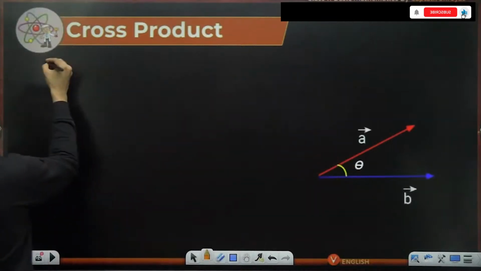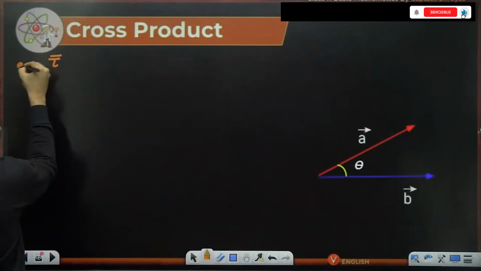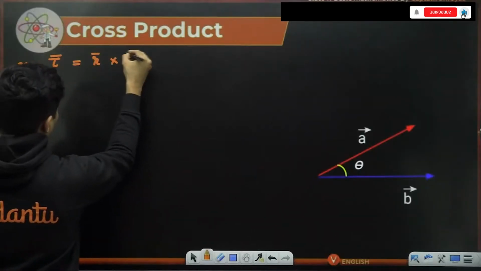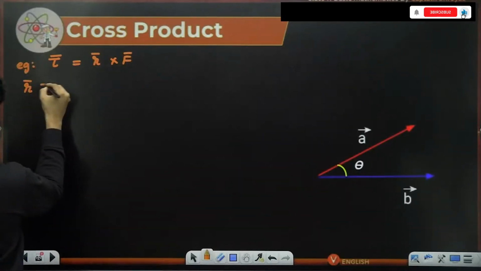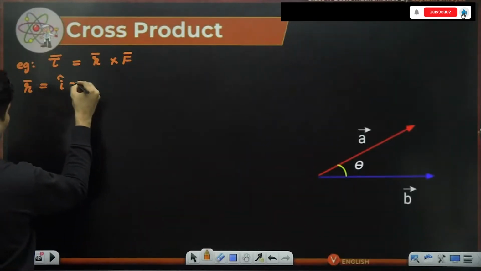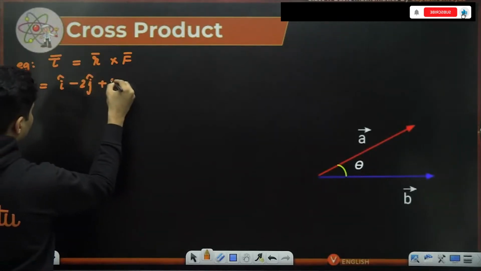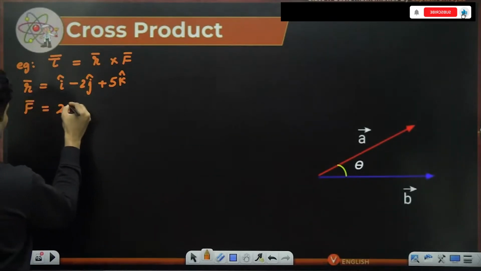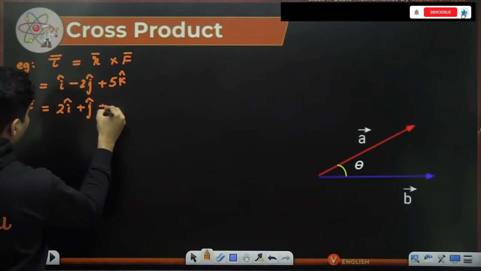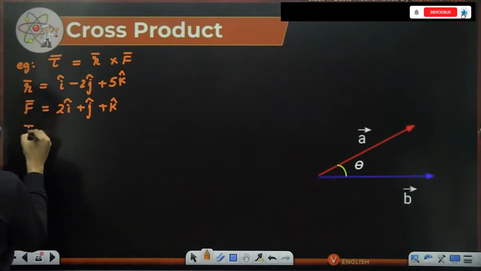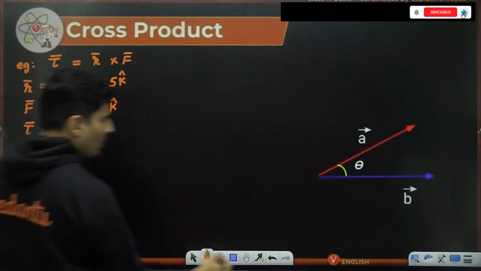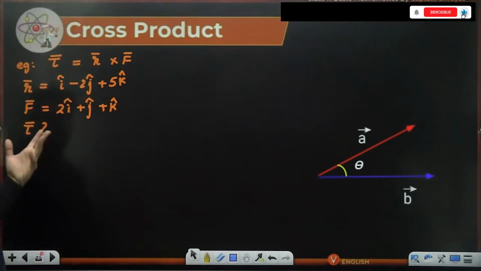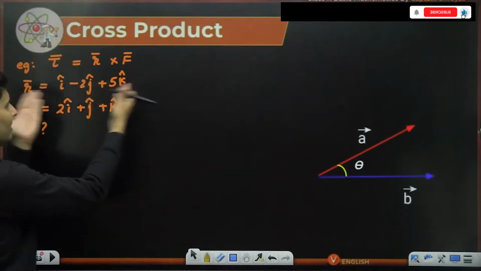Okay. Let's say torque, this is an example. Let's say torque is R cross F and position R is given by I cap minus 2j cap plus 5k cap, and force is given by 2 I cap plus j cap plus k cap. Question is, can you find the value of the torque? Okay, definitely we can. These are big vectors.